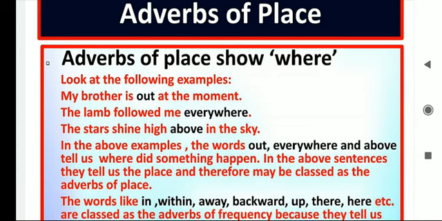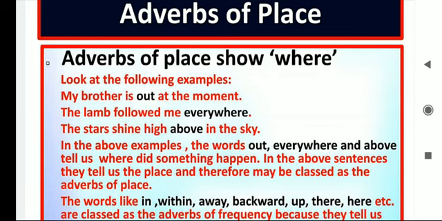So now my brother is out at the moment. The lamp followed me everywhere. The stars shine high above in the sky. So in the above examples, the words out, everywhere, and above tell us where something happened.